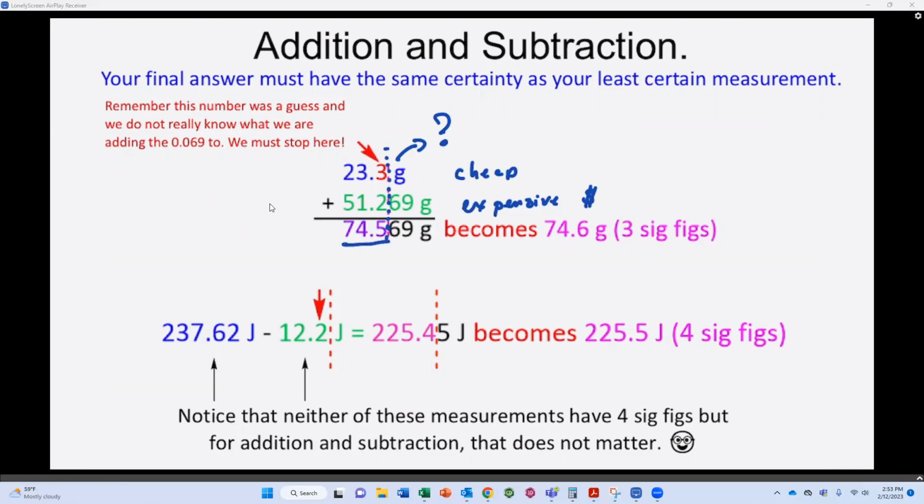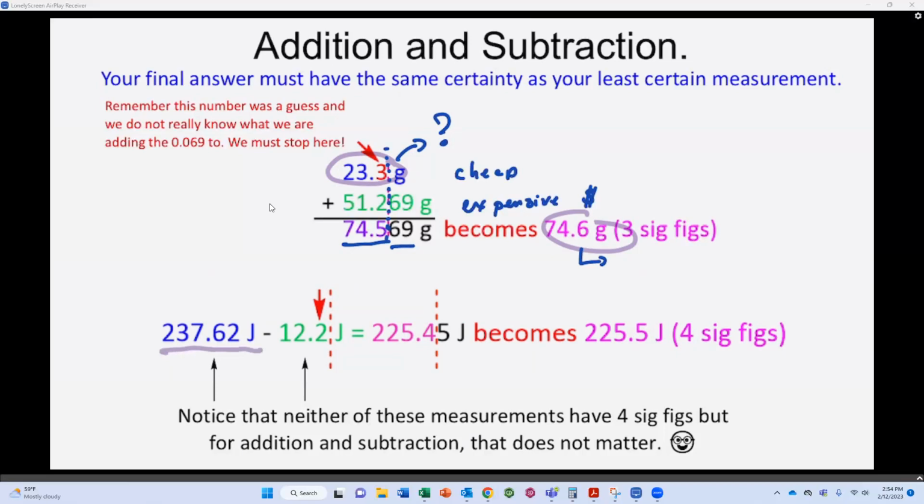Certainty stops at the 10th place with this particular measurement and calculation. So I'm going to drop these last 2, round at the end. And that leaves me with an answer with 3 significant figures. Now, again, it's only a coincidence that this has 3 sig figs and so does this. And we're going to see the next example where our final answer has a different number of significant figures than any of our measurements.